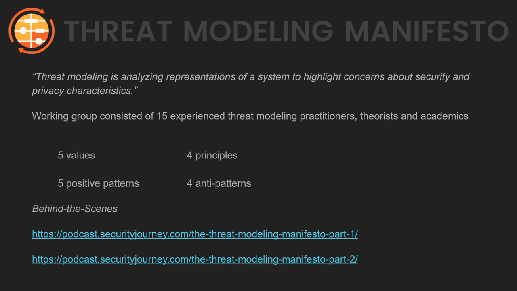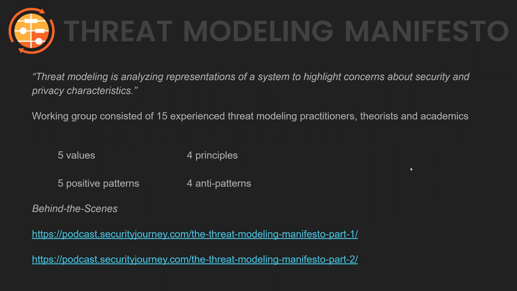Now, the structure of the manifesto is very simple. We came out with 5 basic values, 4 principles, 5 positive patterns, and 4 anti-patterns. One of the greatest things of this group was that even though we came from really different, distinct, and diverse backgrounds, we had people from academia, practitioners, theorists, and consultants that do threat modeling, we managed to have an extremely good experience working together, plugging those differences and getting down to what you are going to see.